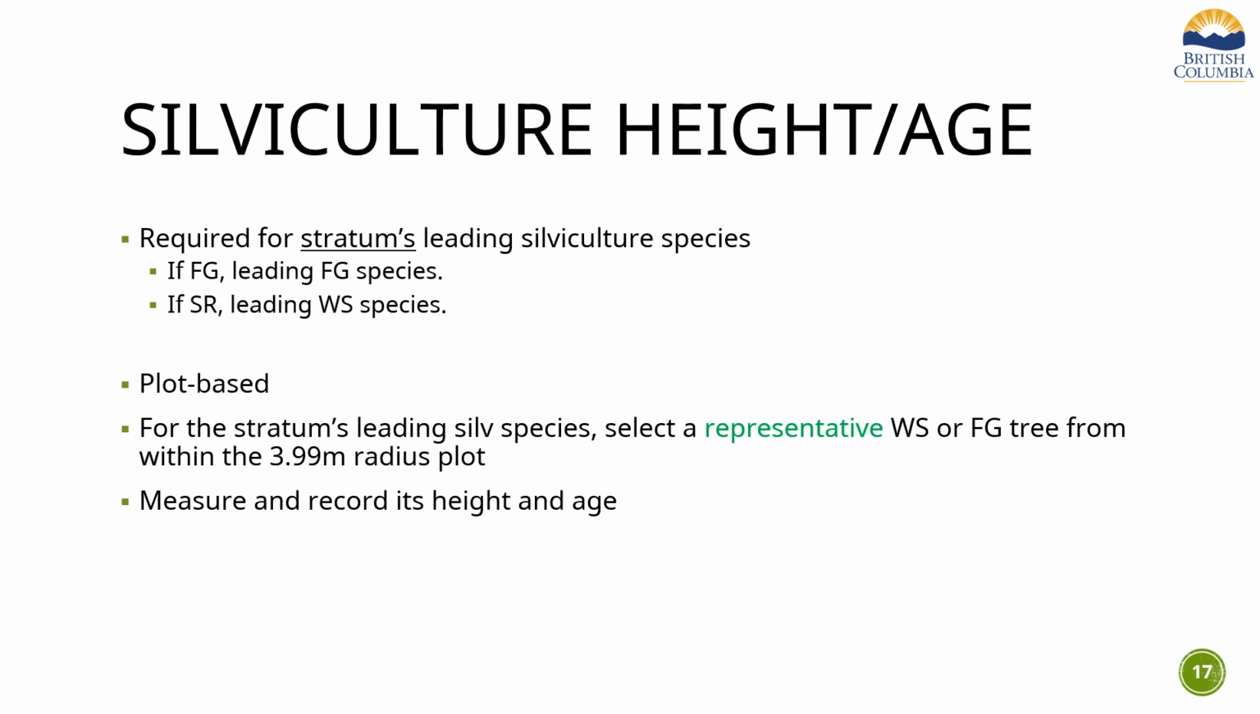Then, at your full measure plots, you will pick a representative well-spaced or free-growing tree of the desired species from within your 3.99 meter radius plot, and you will measure its height and age. Now, in previous versions of the manual, it said to pick an average tree from the plot. Most people interpreted that as a representative well-spaced or representative free-growing tree, but it could be interpreted as the mathematical average. So to prevent any confusion going forward or any misinterpretation, I've changed the wording to representative.